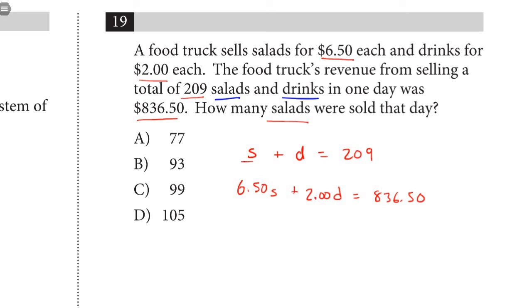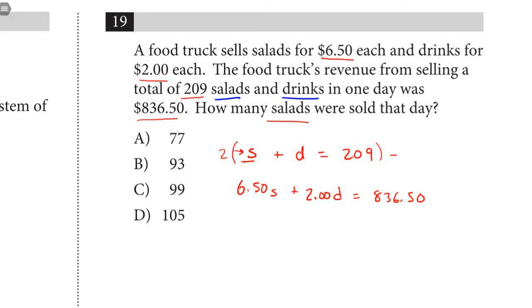All right, so now that we have two equations, they want us to know how many salads, so you're really just solving for S. Now, one way you can do this is by isolating S in this equation, so you'll get 209 minus D. Plug that value in for this S and then solve it. But there's actually an easier way that I want to show you. And that way is you can actually multiply this whole thing by 2.